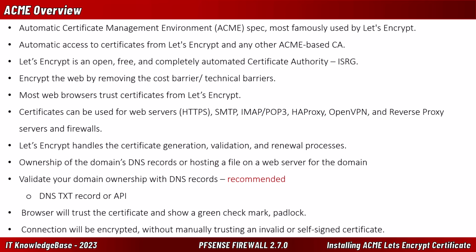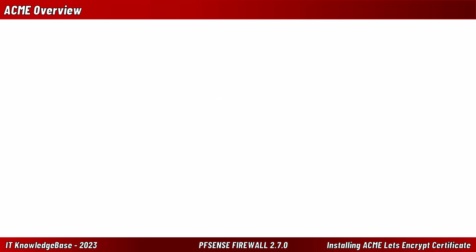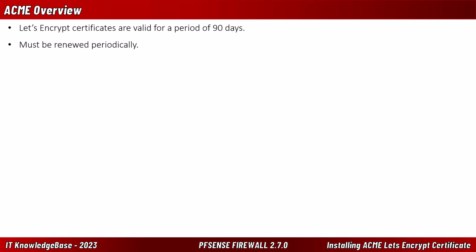The connection will be encrypted without the need for a client to manually trust an invalid or self-signed certificate. Let's Encrypt certificates are valid for a period of 90 days, so they must be renewed periodically and automatically. The Acme package automates this renewal by using a cron job to check once per day to see if a certificate needs to be renewed.